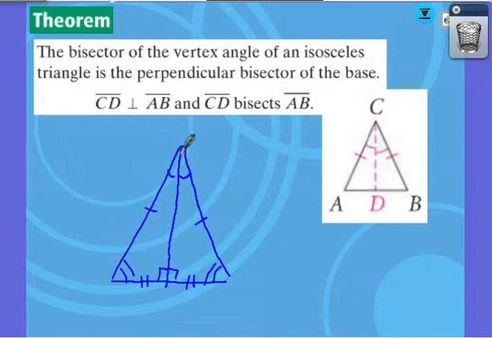Anytime you draw an angle bisector, anytime you draw a perpendicular bisector, it splits an isosceles triangle perfectly into two equal right triangles. So that's pretty much what this theorem states. The bisector of this vertex angle is the perpendicular bisector of the base. So if you bisect this angle, this theorem says you also bisect the base, and it'll also be perpendicular to the base. It forms two congruent right triangles.